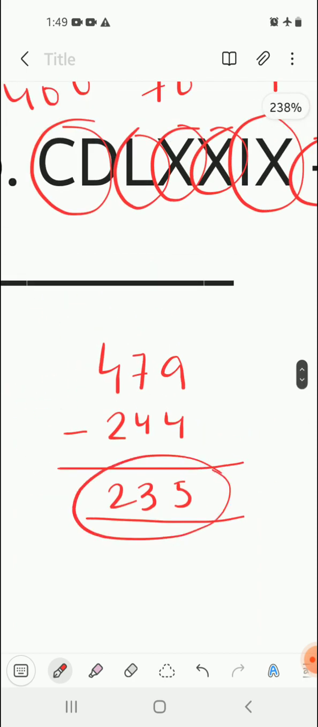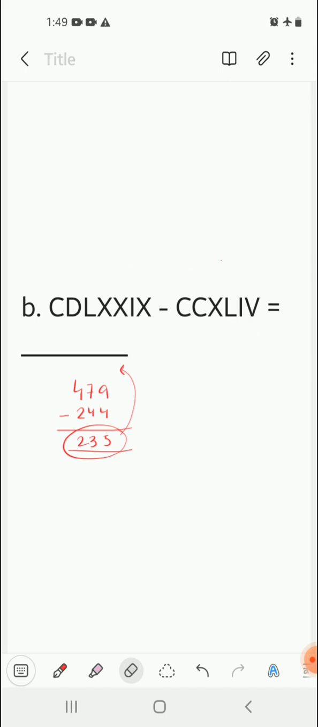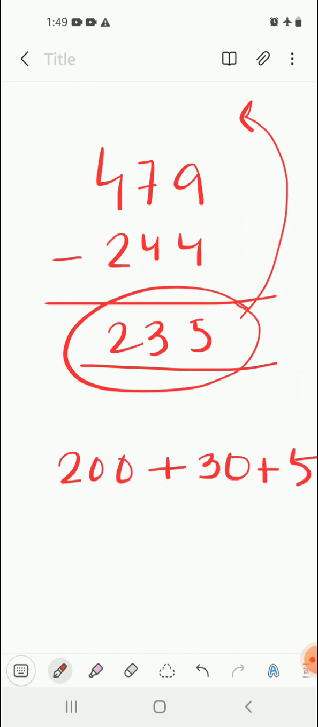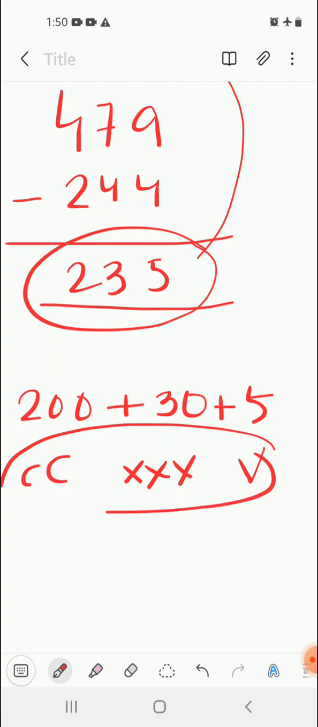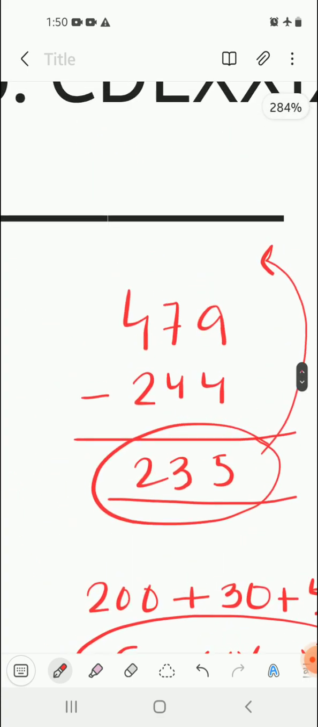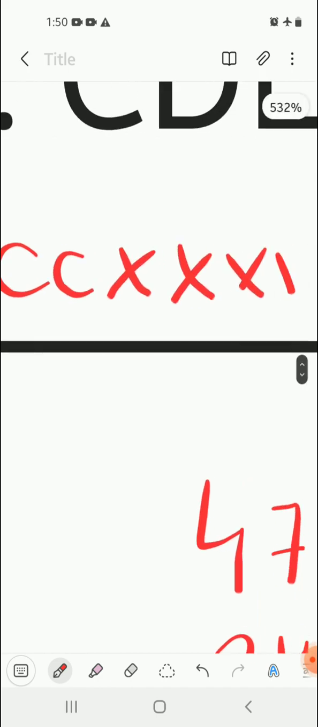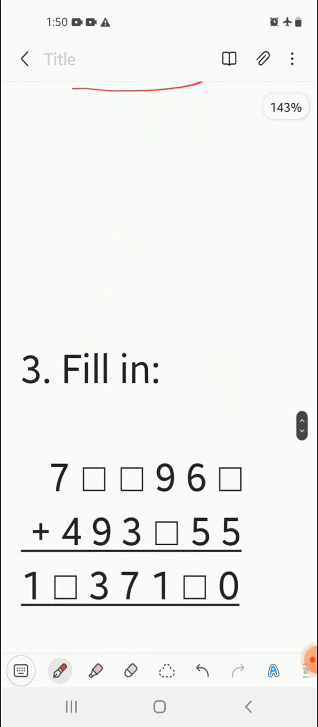Now we have to write this in Roman numbers because the question was given in Roman numbers. So let's do it. 235, break it up. Write 200 plus 30 plus 5. 200 is written as CC, 30 is written as XXX, and 5 is written as V. So combine all of this and write it together. So double C, triple X, V. So this is done.